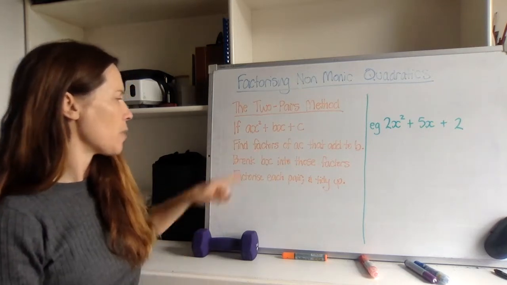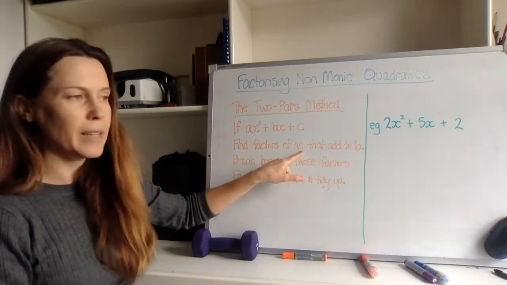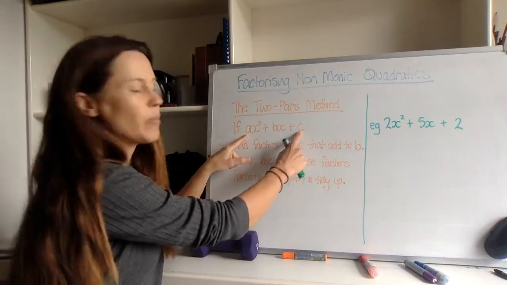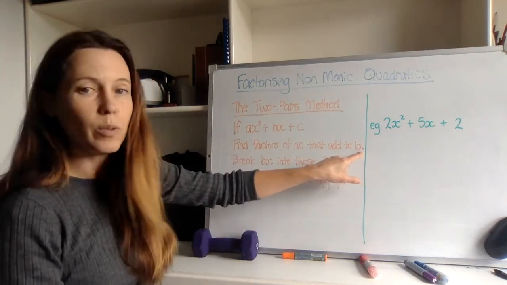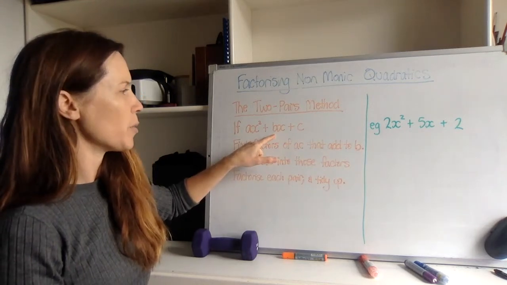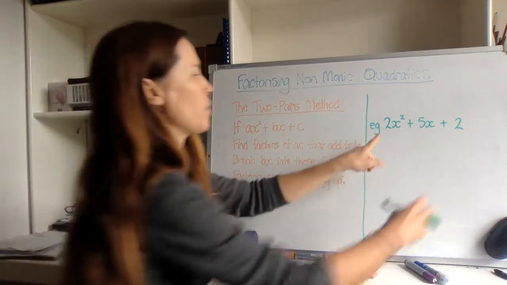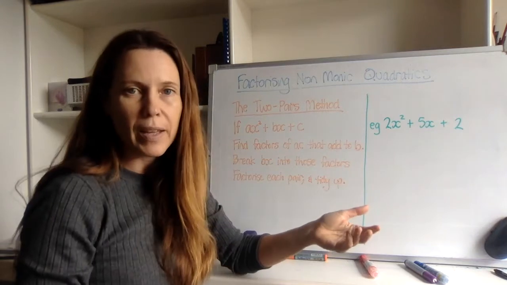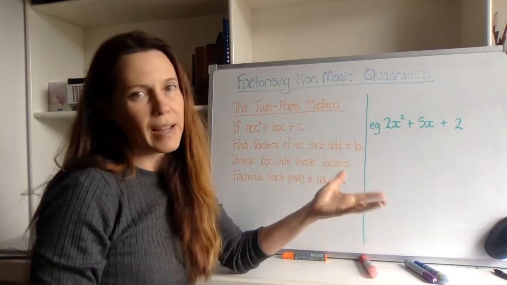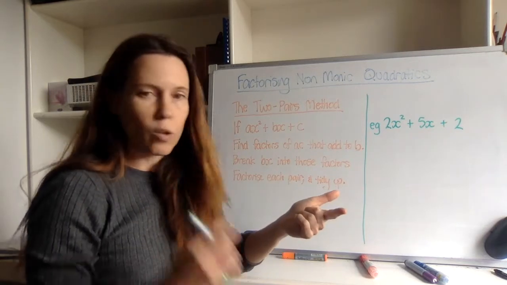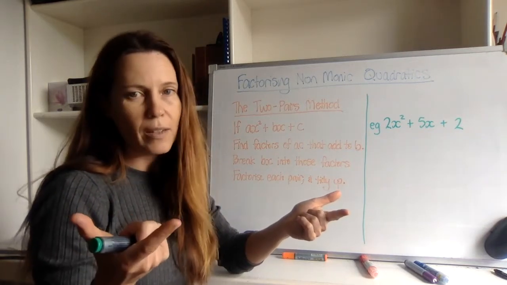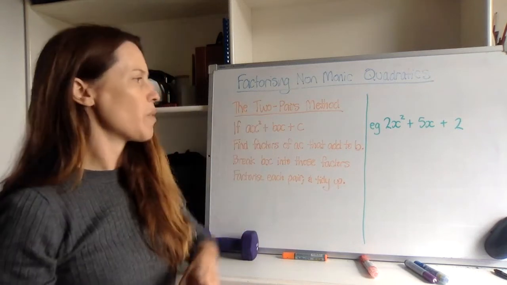Now our first step is find factors of AC. So in other words, multiply this number and this number together and find factors of that add to b, which is this pronumeral here. So in this example, we need to multiply 2 by 2 to get 4, and then think of factors of 4 that add to 5. Now factors of 4, our only choices are 4 and 1 or 2 and 2. 2 and 2 don't add to 5, but 4 and 1 do. So it must be 4 and 1.